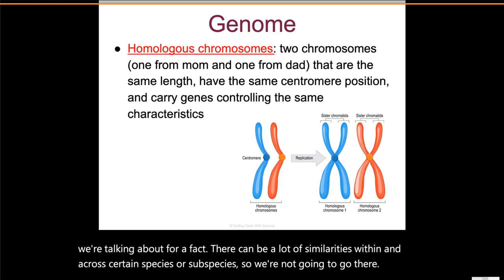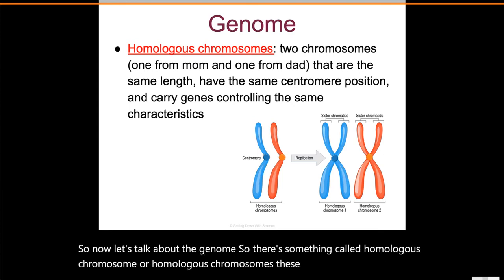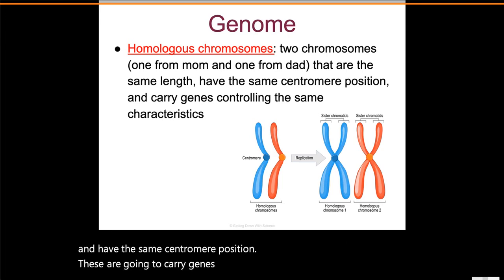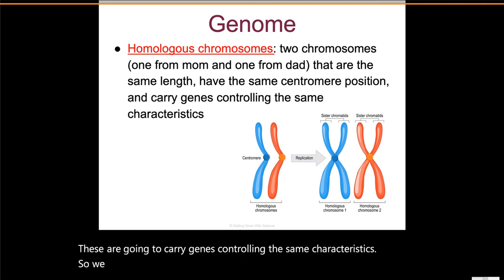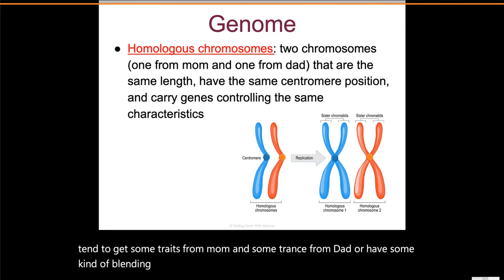So now let's talk about homologous chromosomes. These are two chromosomes, one from mom and one from dad, that are the same length and have the same centromere position. These are going to carry genes controlling the same characteristics. So we can think about this and say, hey, this kind of makes sense because we tend to get some traits from mom and some traits from dad, or have some kind of blending of the traits. This is part of that reason.